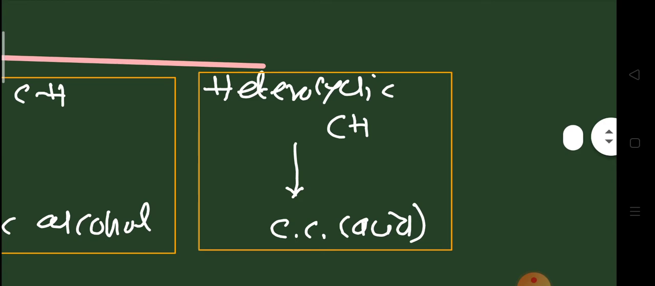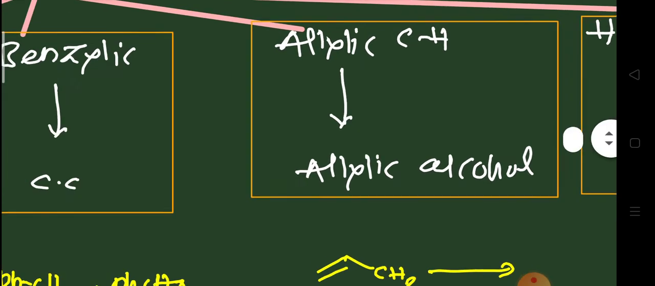Another application is heterocyclic CH functions. For example, we have 2-methyl pyridine, that will be converted to aldehyde, or under vigorous conditions to the acid. So, these are the important applications, one can say, of selenium dioxide. We will see one by one.